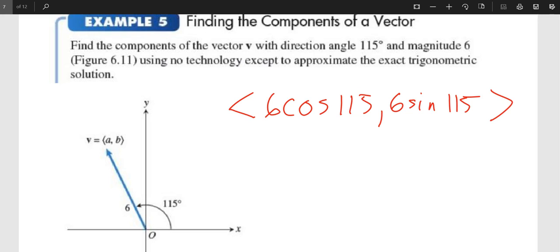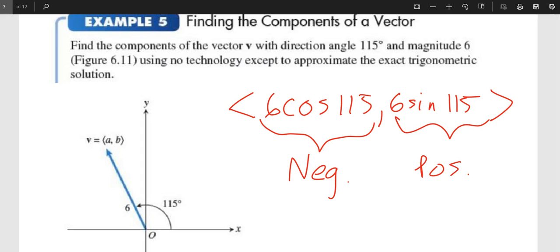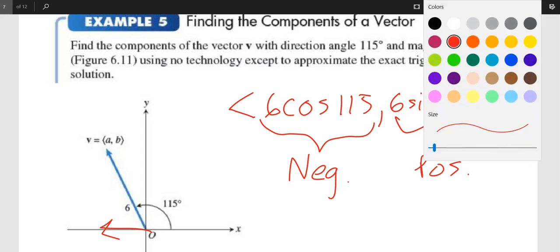Now, what do you know about the cosine of 115? Is it positive or negative? It is negative. So what will this be? That'll be definitely negative. Here, I'll write that word out since that sign won't make any sense to you. All right, how about this one? Do you think this one's going to be positive or negative? That is positive. Because we went to the left, and cosine is the x value, so we know that the x value will be negative.